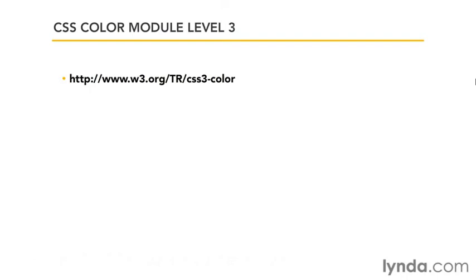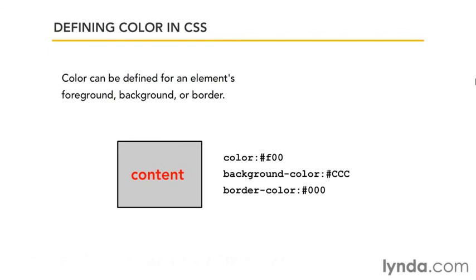In this movie, I want to give you a brief overview of how color works in CSS, and then take a more detailed look at the new color formats available to us in CSS3. How we apply color really hasn't changed from CSS2 to CSS3. We can still define color as part of the foreground, background, and border properties of an element. Foreground colors are defined using the color property, which is defined in the color module.